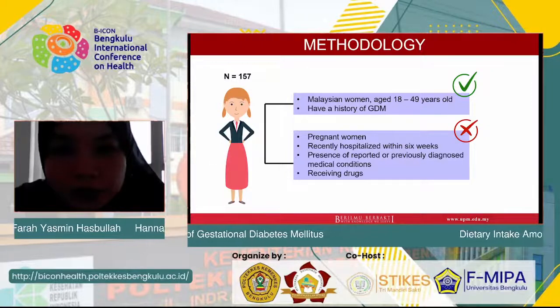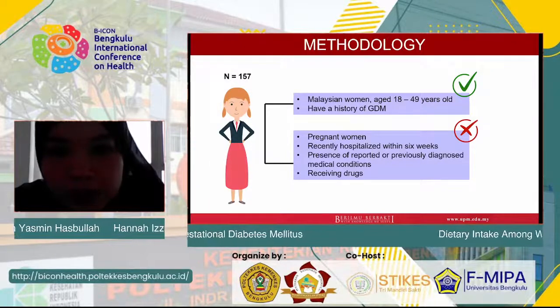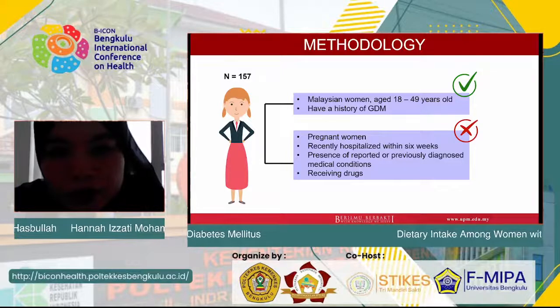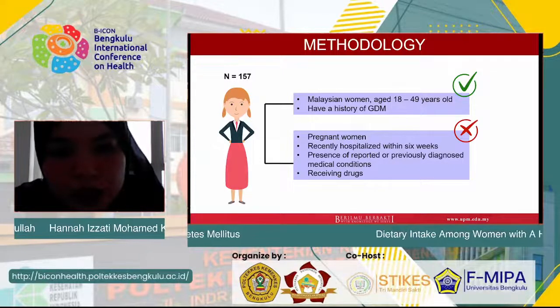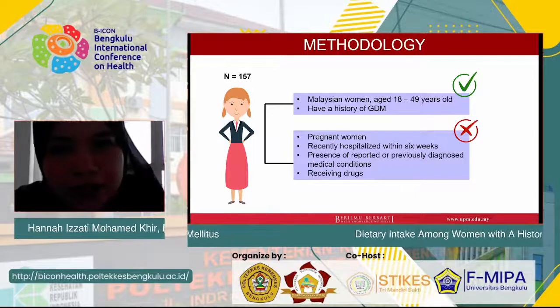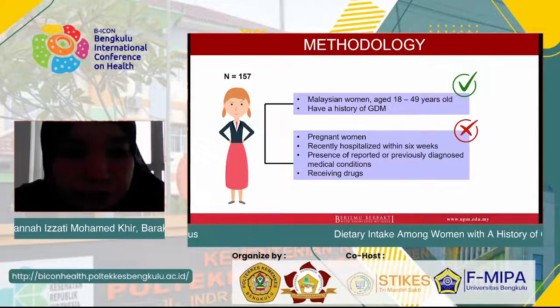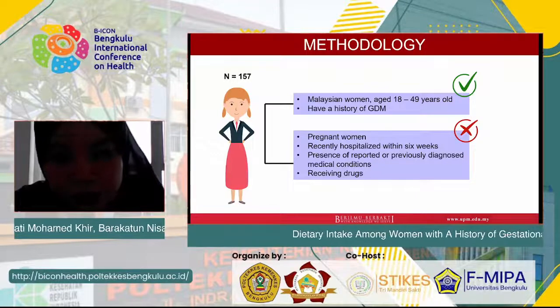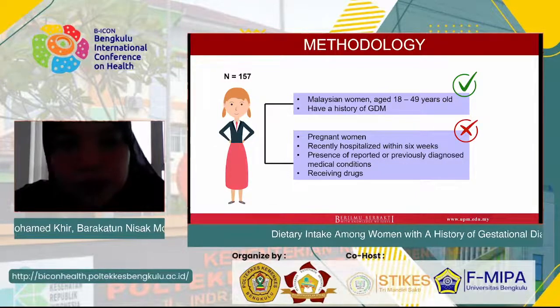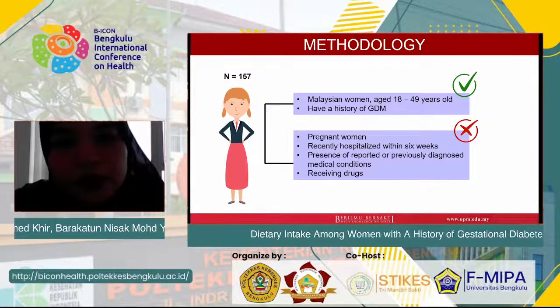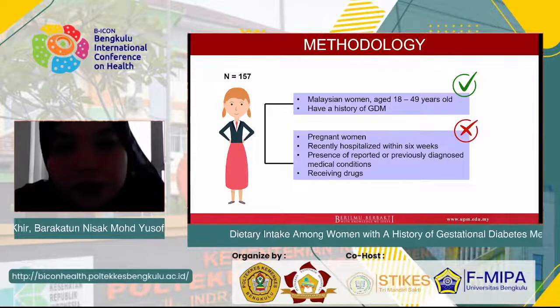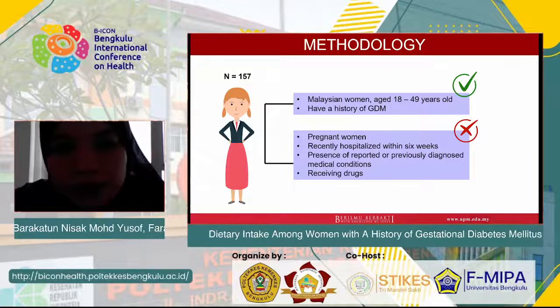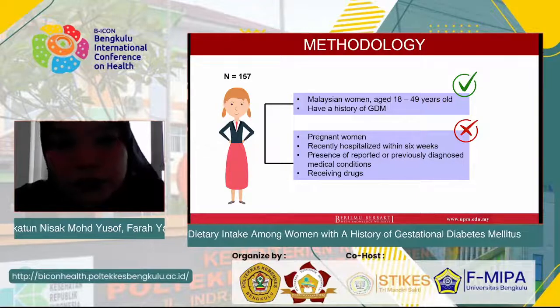And those excluded were pregnant women, recently hospitalized within 6 weeks, have presence of reported or previously diagnosed medical conditions and are receiving drugs, such as glucose-lowering drugs. And a screening form was used to identify eligible respondents, and women who fit the criteria were then provided with an information sheet to explain the purpose of the study, and a consent form was then obtained before data collection took place.